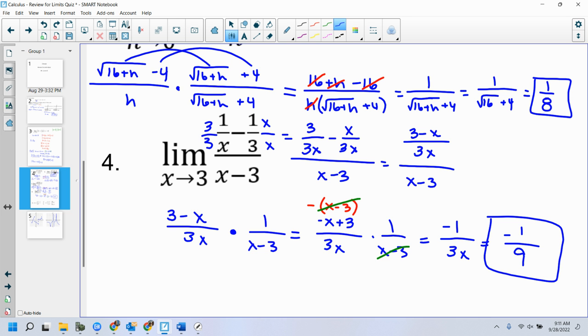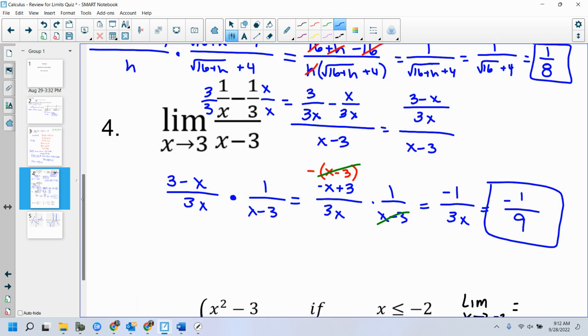Sweet, I made some good problems. These are good. These are coming out nice and even. I'm not getting like negative 500 over 72 or something. All right, we good there?